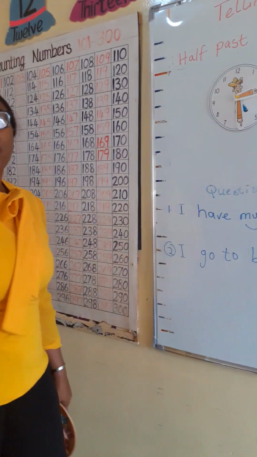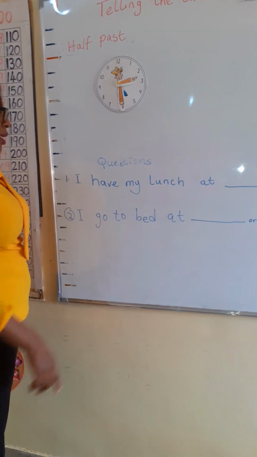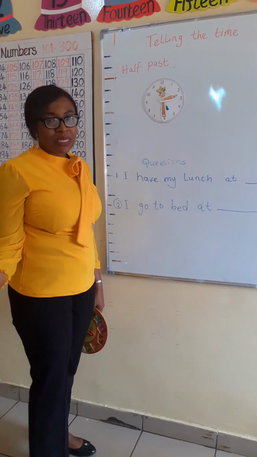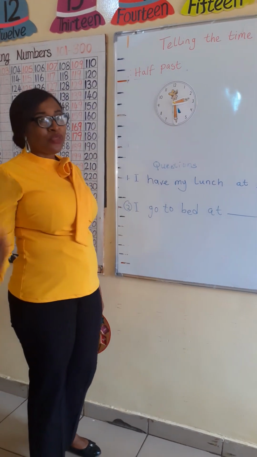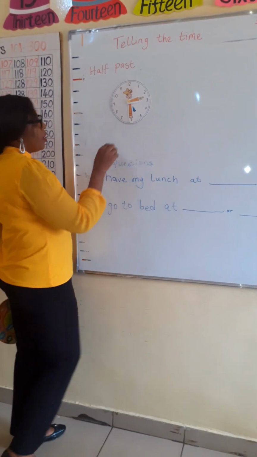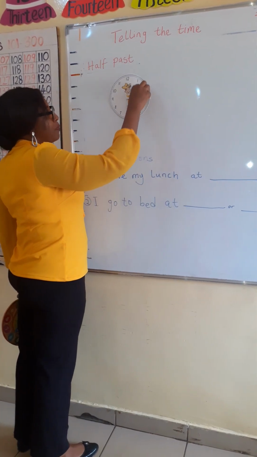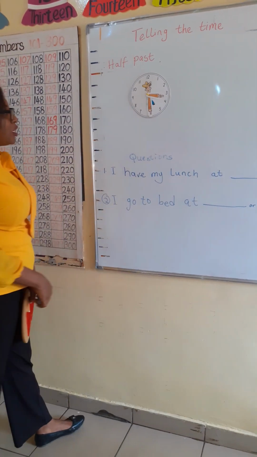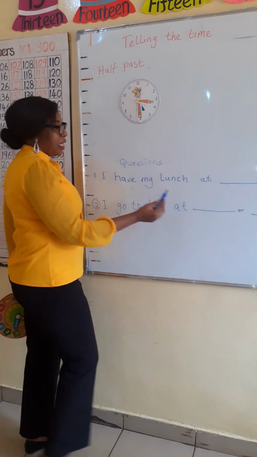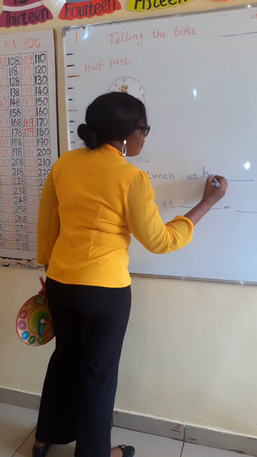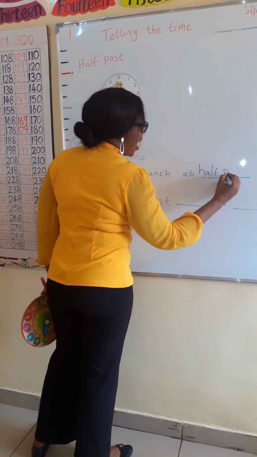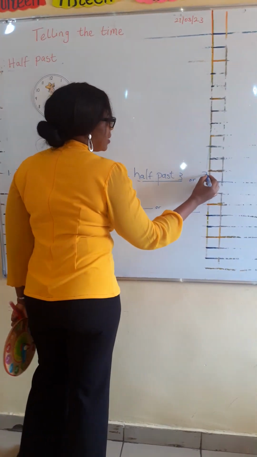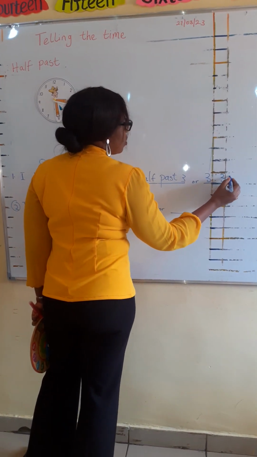Now let's look at study questions that will help us to really understand it. I usually have my lunch at 3:30. That is half past 3. Now look at the clock. The long hand will be in 6, but the short hand will be halfway past 3. And so what will that time be? It will be half past 3, or we write it as 3:30.